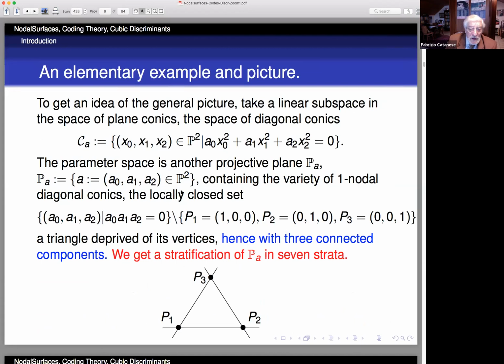Just to give a flavor of what we expect, take the linear subspace in the space of conics, the space of diagonal conics. So the parameter space is this projective plane with the coordinates a0, a1, a2. Being singular means that exactly one of these coefficients vanishes. So the parameter space is this triangle minus these 3 points, and there are three connected components of this variety. In general, we get a stratification of this projective space in a certain number of strata. What I want to show is that there is a similar picture, even if more complicated, in higher dimension.